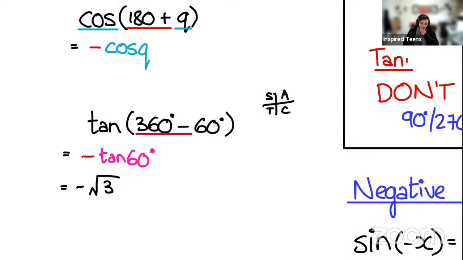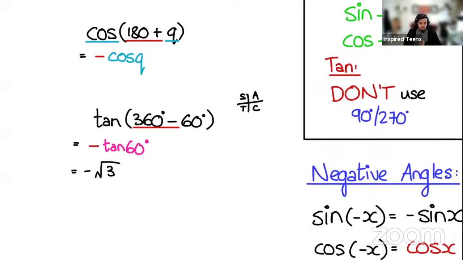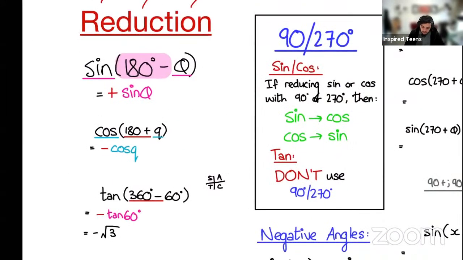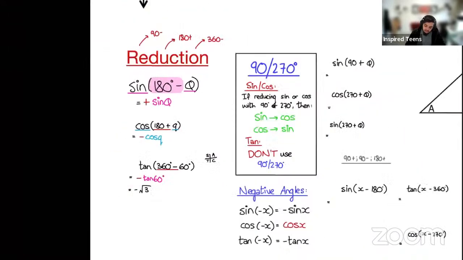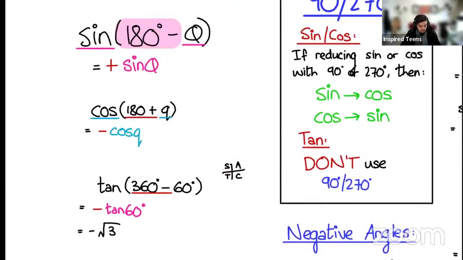So that's how we reduce that. Okay, and I hope that makes sense. So those are just simple reduction questions. Now let's talk about some rules, because there are quite a bit of exceptions and rules that we have to follow. Okay, we don't just reduce every single question like this.